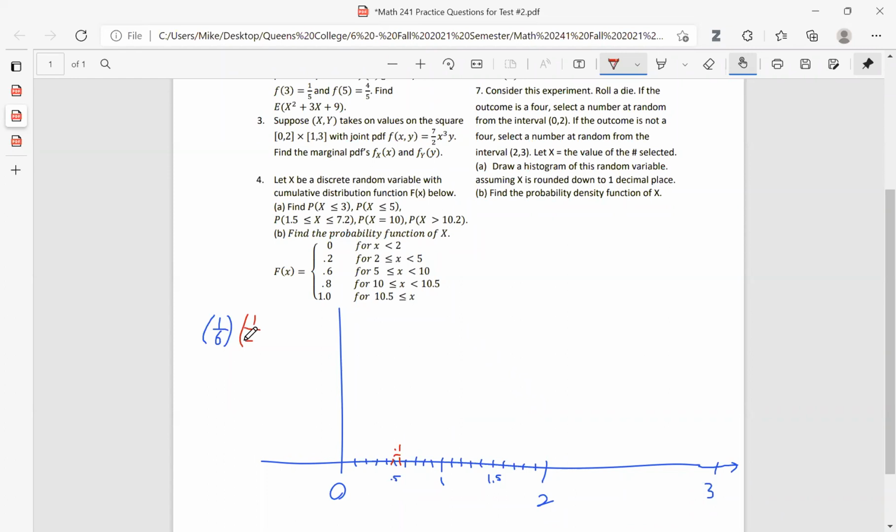And so there's a 1/6 chance you would roll a 4, which means you choose a number from 0 to 2, and there's a 1/20 chance that you would randomly choose a number inside that small interval. So this is 1 over 120. So the probability that you would round to 0.5 in this situation would be 1 over 120.